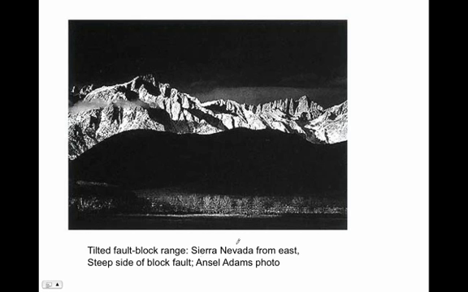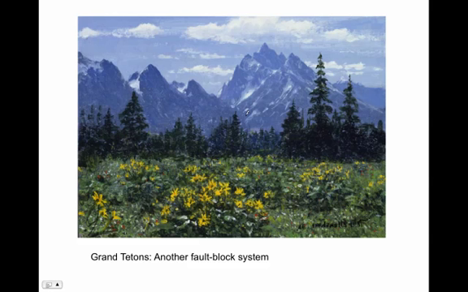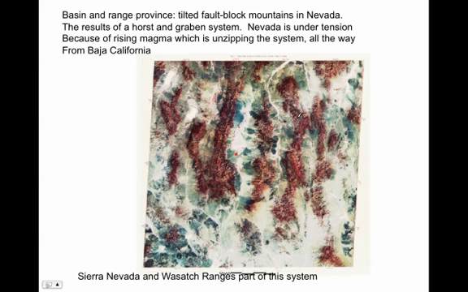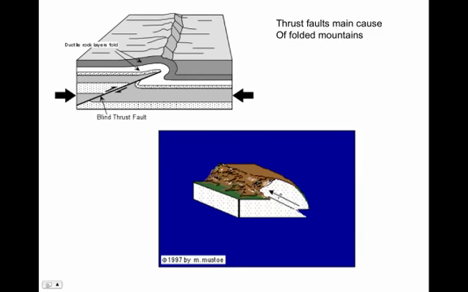So fault block range in Sierra Nevada. Again, another fault block system. Here's another example of, again, one slides upward, the other slides downward, and that creates these really up and down fault block mountains. Another kind of fault is more horizontal, and so this is a thrust fault. So one slides upward and the other slides underneath, more horizontal than vertical. Here's a good animation of how that might occur. So these cause what's called folded mountains.